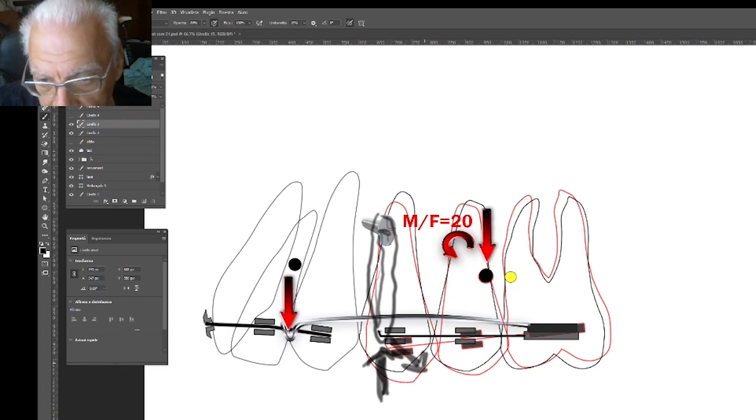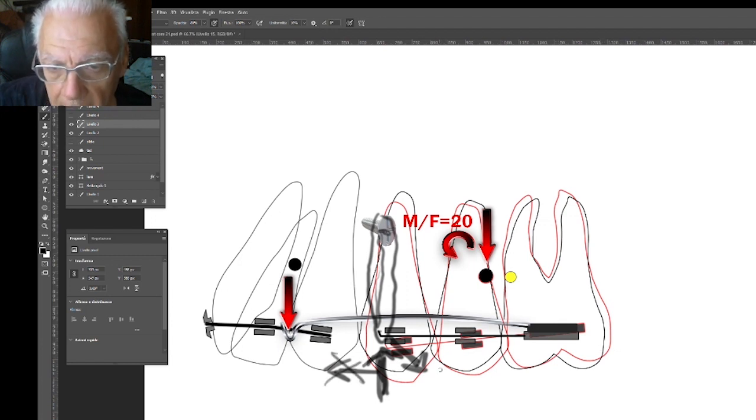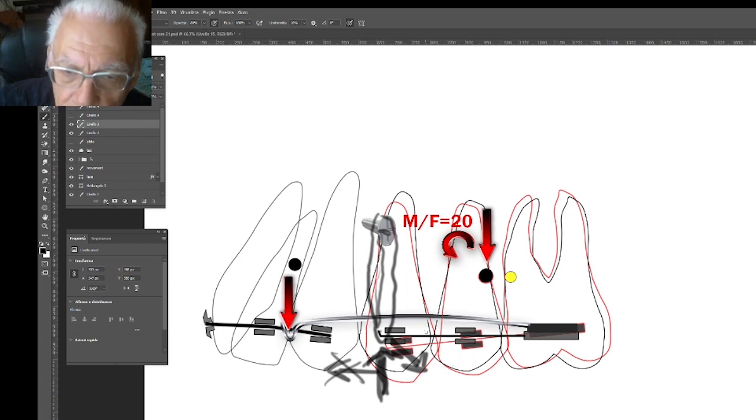So what happens is that I create a vertical force here. I don't create a sagittal force here. And so no sagittal force is created here, and so I'm not really interfering with this movement very much. This is an anchorage which works, in my opinion, not as much as a good occlusion, definitely.